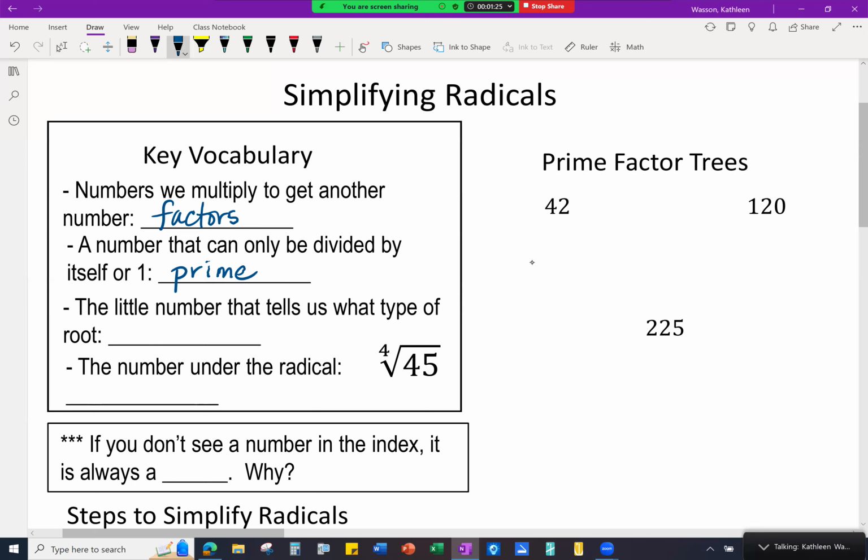The little number that tells us what type of root. This is the small number just outside a radical, and this is called the index. And a number under the radical here. Sometimes there are also variables under the radical. But whatever is inside, that's called the radicand.